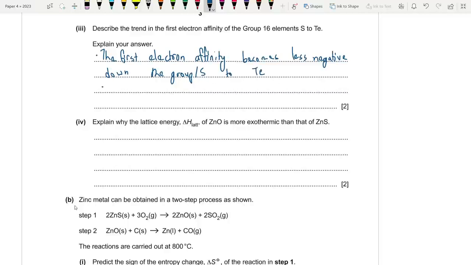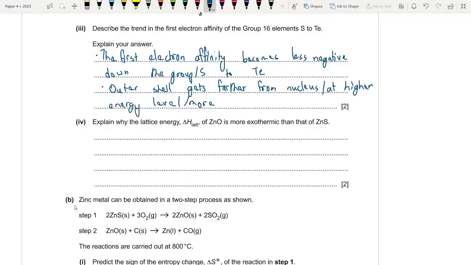For the second point, we have multiple options. You can either say that the outer shell gets farther from the nucleus, or it is at a higher energy level, or there is basically more shielding due to outer shells. So you can give any one of these points.